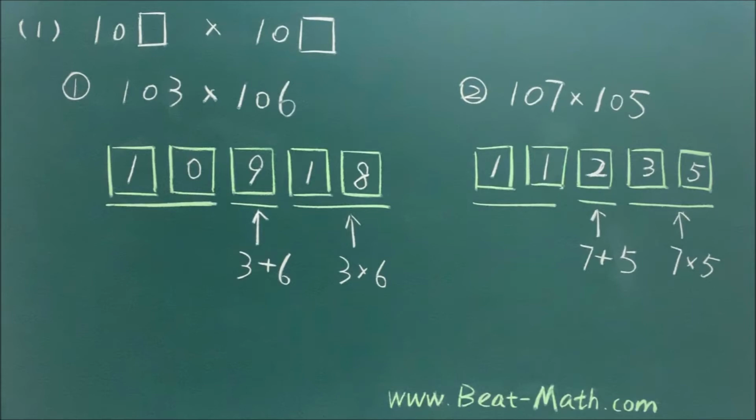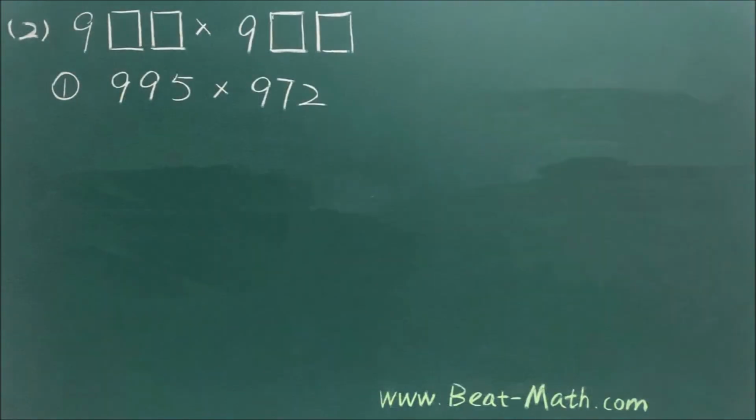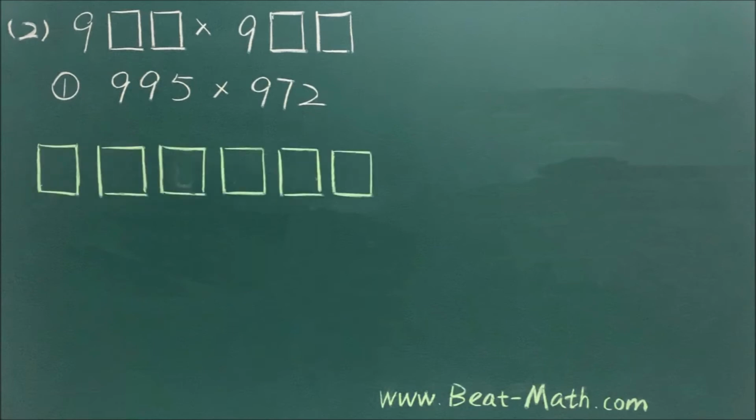But now let's look at some examples with some bigger numbers. 995 times 972. First of all, the product of two 3-digit numbers, which are very close to 1,000, has 6 digits. We split the answer into 2 groups, the first 3 digits and the last 3 digits.